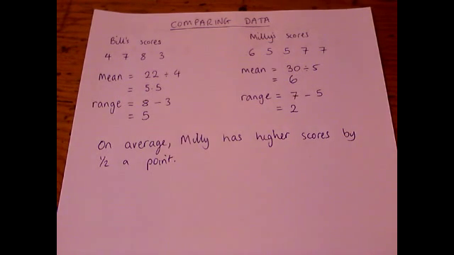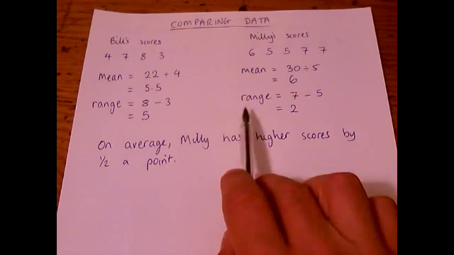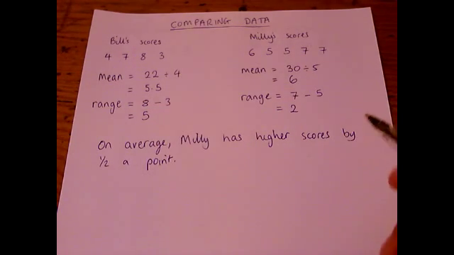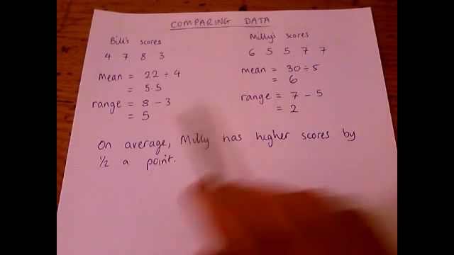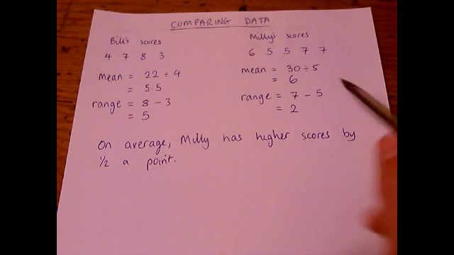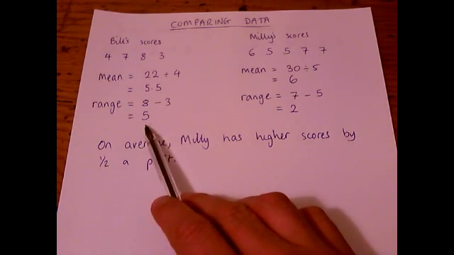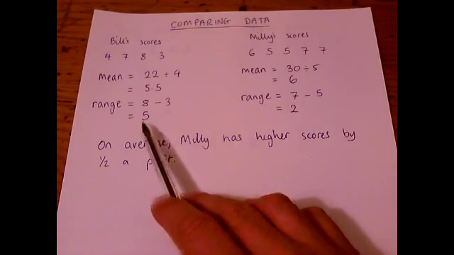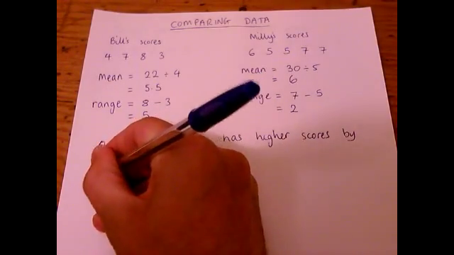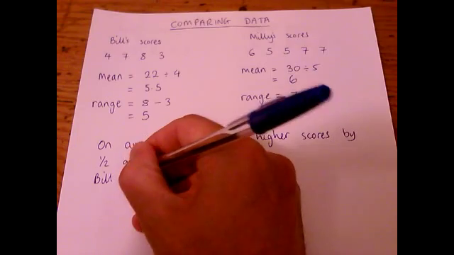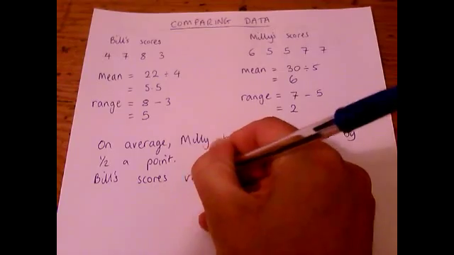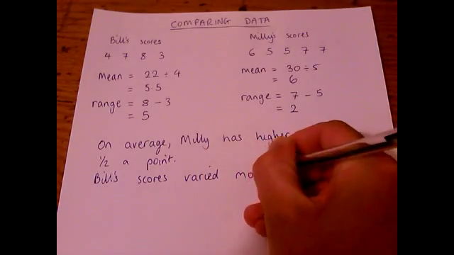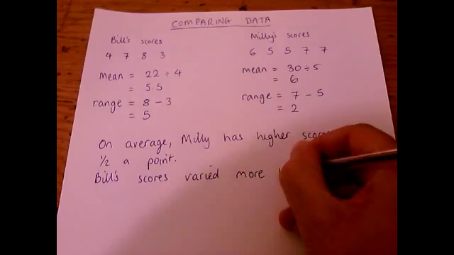And then you need to write a second sentence, and you need to compare the ranges. Now the range tells you how varied or how spread out the data was. So if we look, Bill has got a range of 5 and Millie has got a range of 2. So that larger number tells us that Bill's scores were more varied. So we say Bill's scores varied more because he has a higher range.